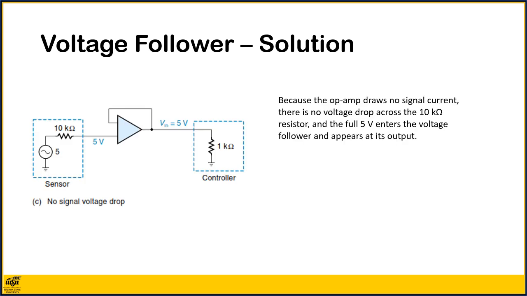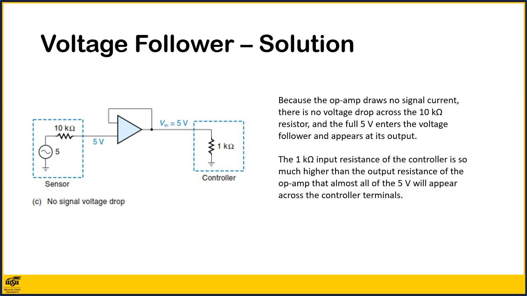Because the op-amp draws no signal current, there is no voltage drop across the 10 kilo ohm resistor, and the full 5 volts enters the voltage follower and appears at its output. The 1 kilo ohm input resistance of the controller is so much higher than the output resistance of the op-amp that almost all of the 5 volts will appear across the controller terminals.